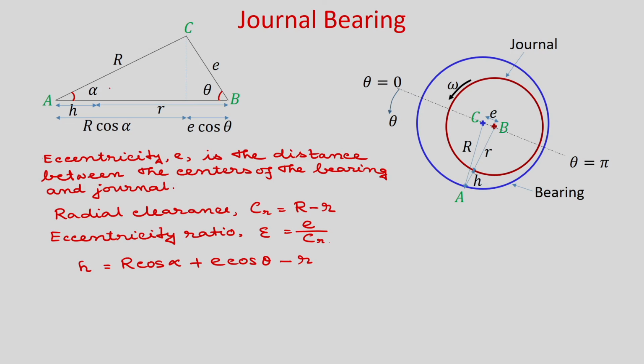And from this triangle we can write the triangle sine rule as, from triangle sine rule, we can write E by sin alpha is equal to R by sin theta.